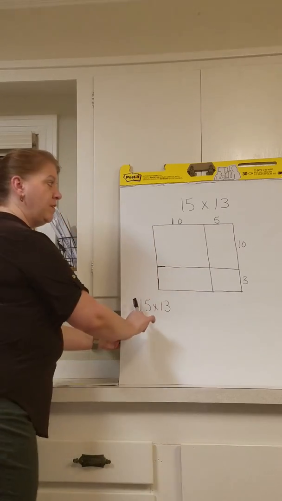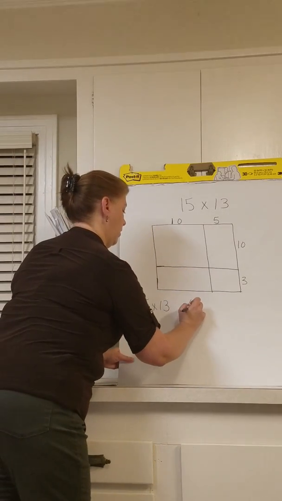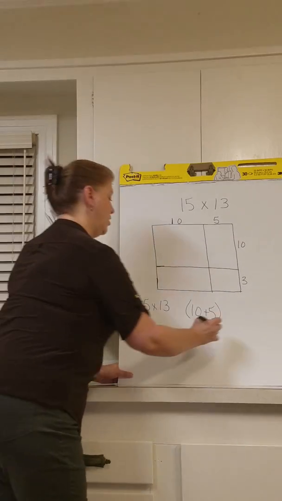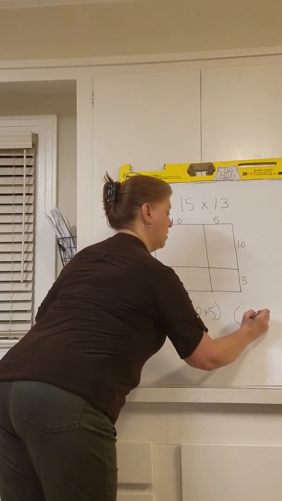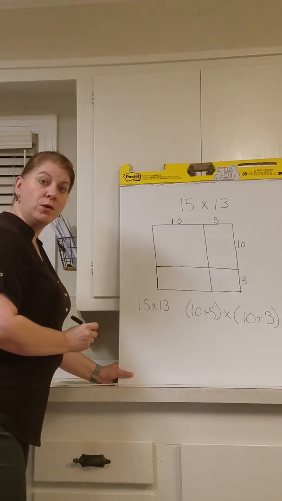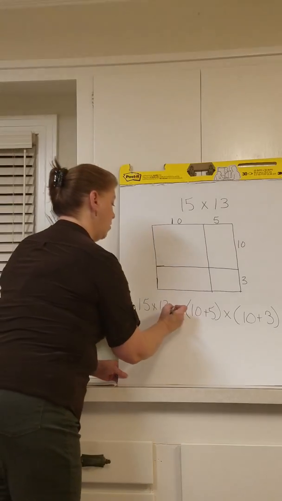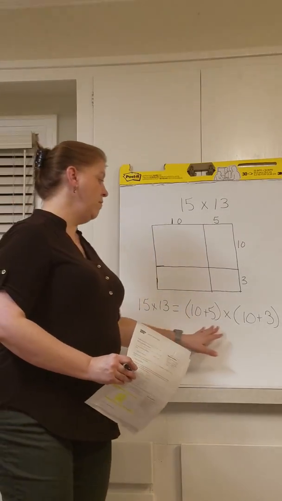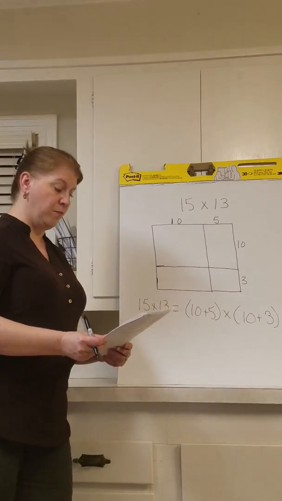you're seeing 15 as 10 plus 5, and you're seeing 13 as 10 plus 3, and those two things are being multiplied together. So 15 times 13 is equal to 10 plus 5 times 10 plus 3.